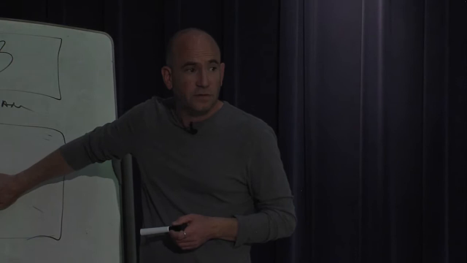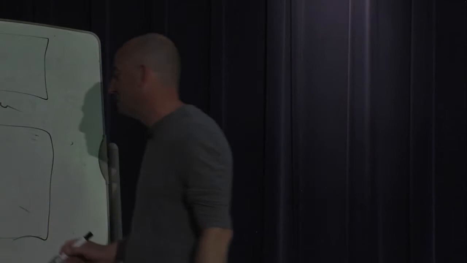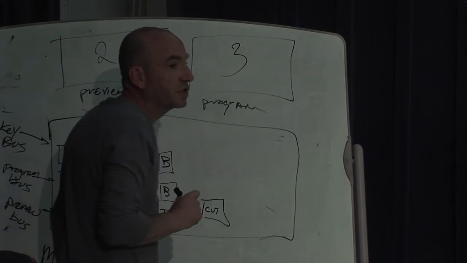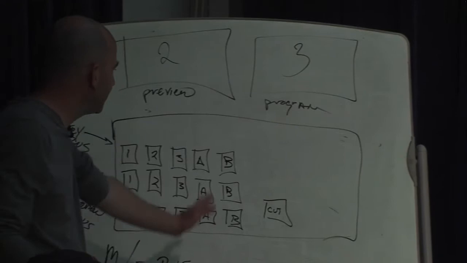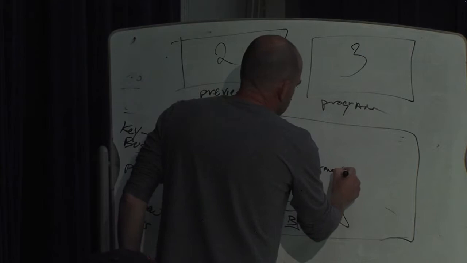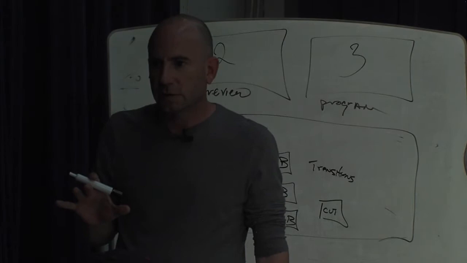And so, right next to your ME bus, right next to the ME bus, guess what? You're going to see a button labeled cut. All right. And oftentimes they actually identify it. They say transitions or trans or something like that. It's the transition area of the video switcher.